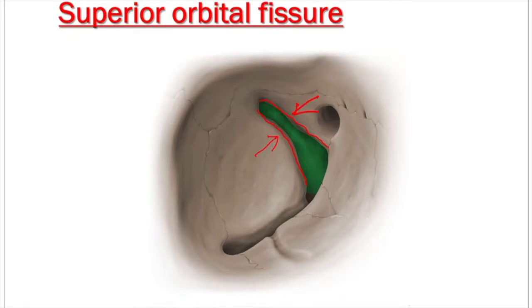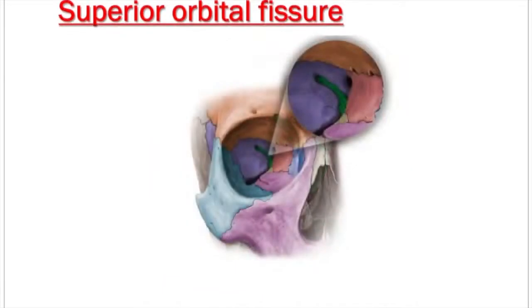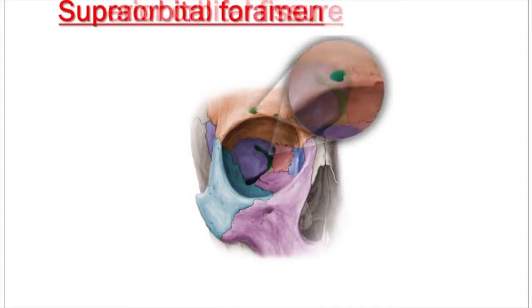Name: superior orbital fissure. Location: a gap between the lesser wing and the greater wing of sphenoid. Communication: middle cranial fossa with the orbit. Structures transmitted through that, many of them: the third nerve, the fourth, the first division, that is the ophthalmic nerve, the sixth nerve, and the superior ophthalmic vein, etc. So the superior orbital fissure was there. See again the superior orbital fissure, a gap between the lesser wing and the greater wing.